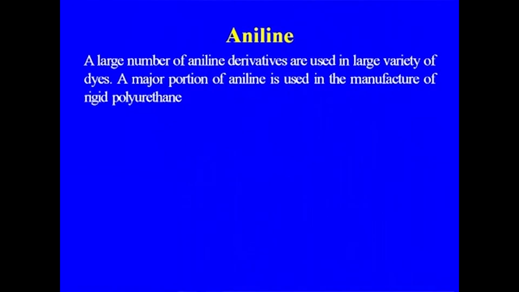But as I told you, the large tonnage of the aniline derivatives is used in a large variety of dyes, because a wide variety of dyes has been developed depending upon the type of your textile, and so aniline has been providing the basic intermediate for making a large number of dyes. A major portion of the aniline is also used in the manufacture of rigid polyurethane.